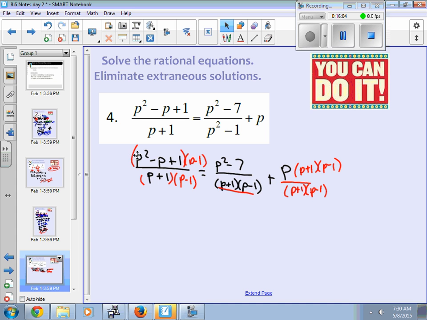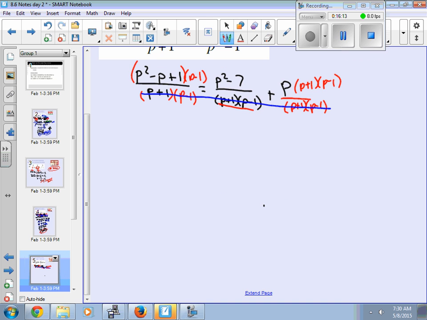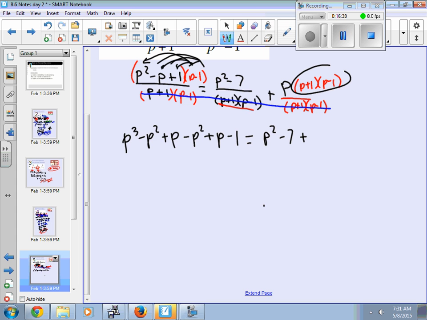All right, now that we've got a common denominator throughout, we just need to solve the numerator and see what that's going to give us. There is a lot of distributing you're going to need to do here, so multiply this to each and then negative 1 to each and see what you get. The p cubed minus p squared plus p. If you multiply them all by negative 1, you get minus p squared plus p minus 1 equals p squared minus 7 plus, and then we've got to multiply these. I'm going to choose to multiply these first. You would get p squared minus 1 if you multiply those, because that's what it factored from.